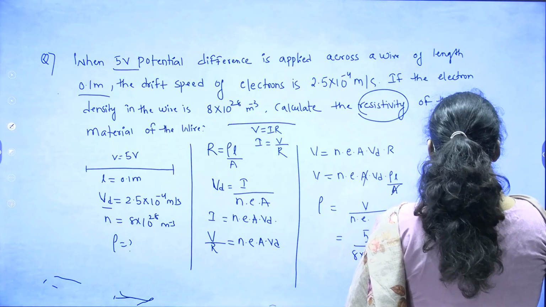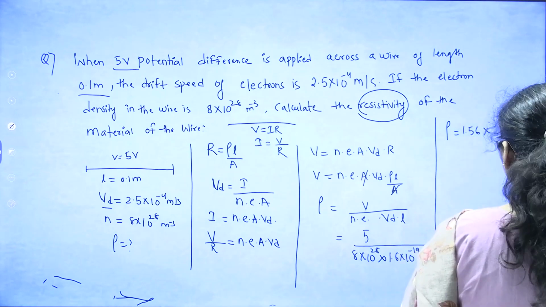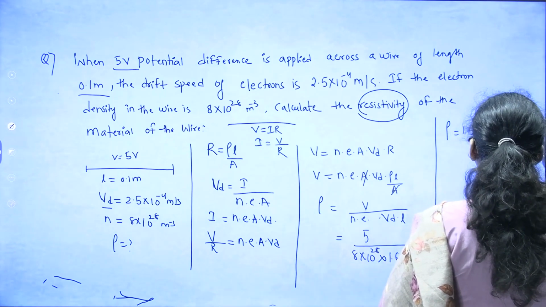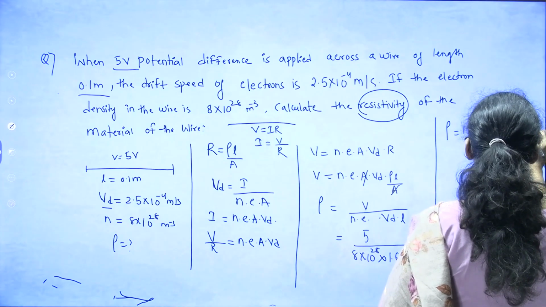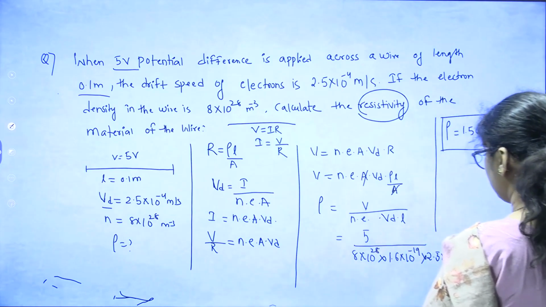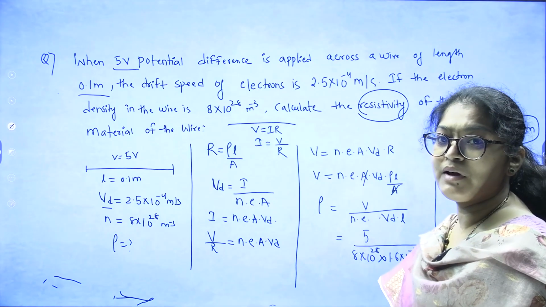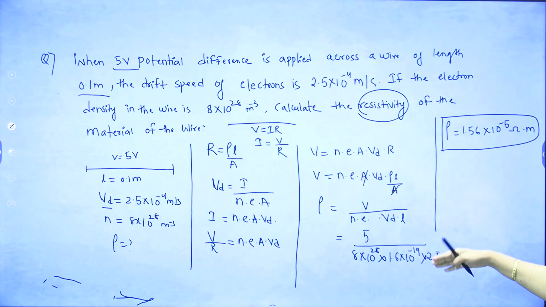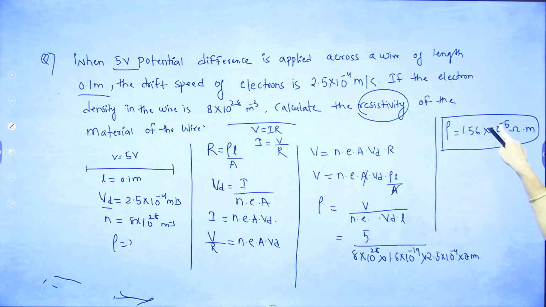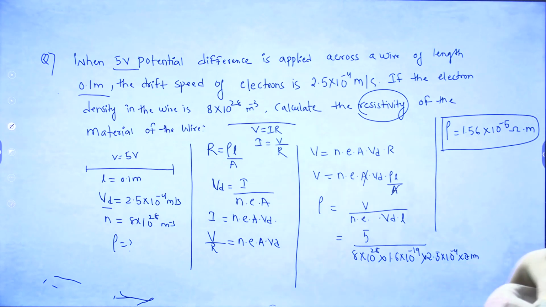Clear? So 1.56 into 10 power minus 5. What is the unit? Ohm per meter. 28, 19 here, you will get plus 9. 9 minus 4 is 5. So, in the denominator, you will have 10 power 5. If it goes to the numerator, it will become 10 power minus 5. Clear? So, the unit for resistivity is ohm meter. Clear?